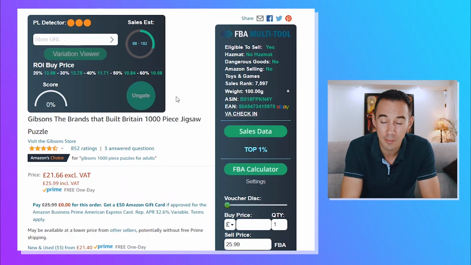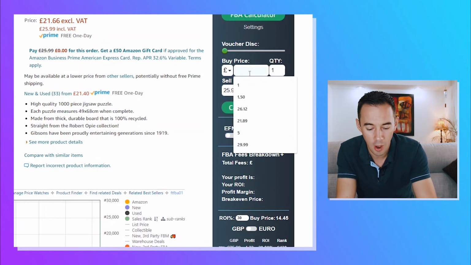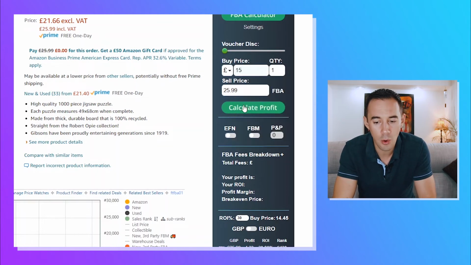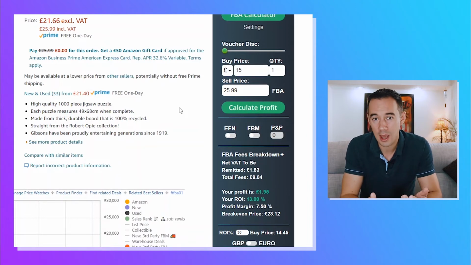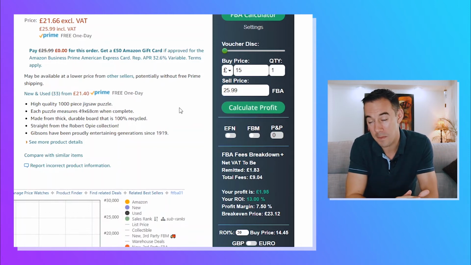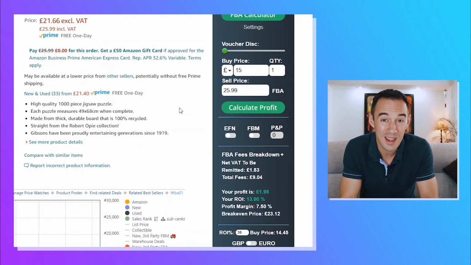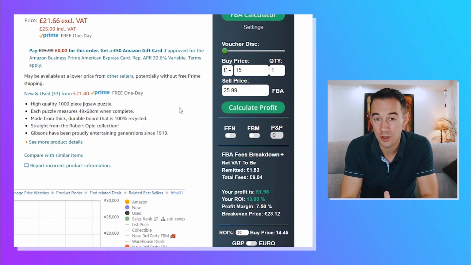So let's scroll down and put in some calculations. So right here, I'm going to jump in and put in my buy price of £15. Now, I know already off the top of my head, it's selling for £25.99, that I'm not going to get huge margins on this. So also, you've got to think that I've put in my prep fees in there as well. So quite simply, let's look at that profit and ROI. Okay, so this has now got £1.95 profit and 13% ROI. Not brilliant, because I generally work to £3 profit and 30% ROI.